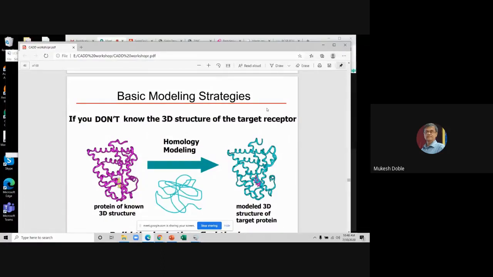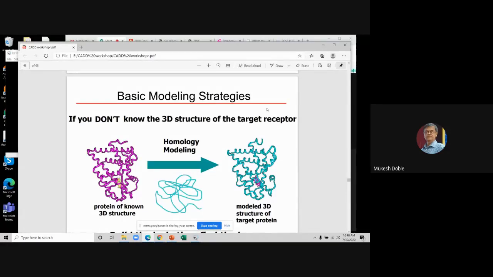In many cases, this will happen because if we are looking at a human protein, if you are designing drugs for diseases related to humans, you might not find the corresponding protein for human, but you may find the corresponding proteins in other species: rat, mouse, murine, dog, so many things. So we may have to do homology modeling.